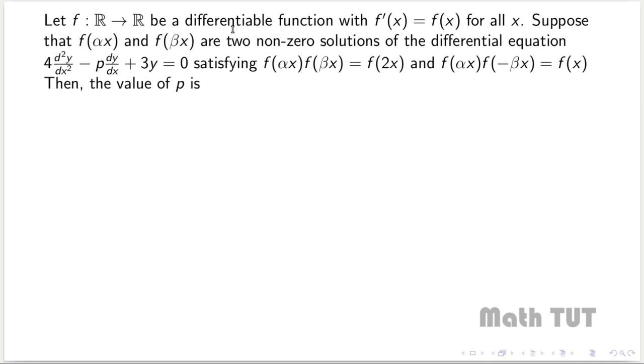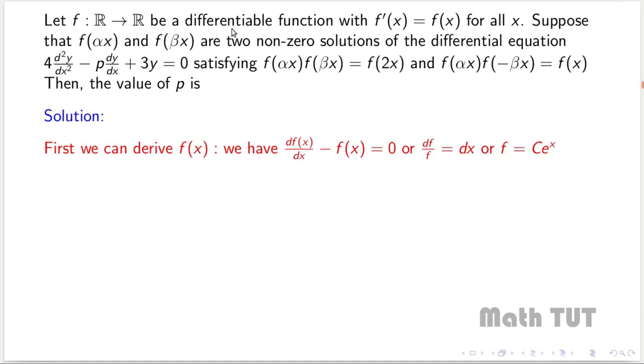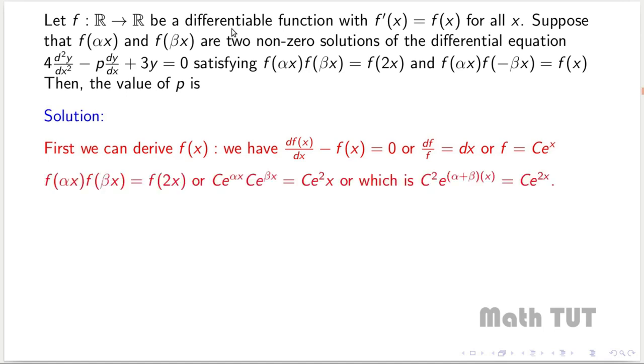So first of all, we are going to find what is the function f which can be used here. We are given f dash x is equal to f of x, or d by dx of f of x minus f of x equal to 0, or we get df by f is equal to dx, or f is equal to c e power x. You can see if you take this kind of a function and differentiate once, you get the same function again. You differentiate c e power x, you get again c e power x itself. So now we can say that f of alpha x is c e power alpha x and f of beta x is c e power beta x.